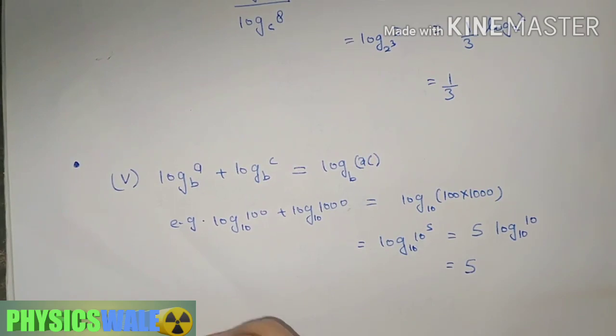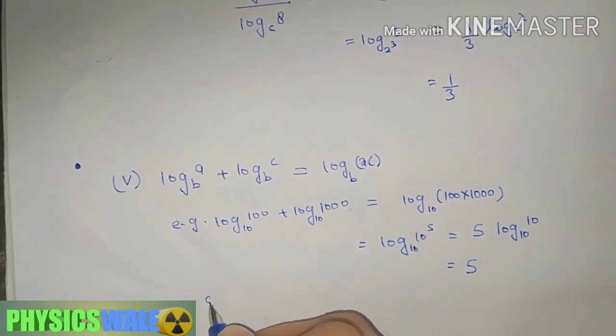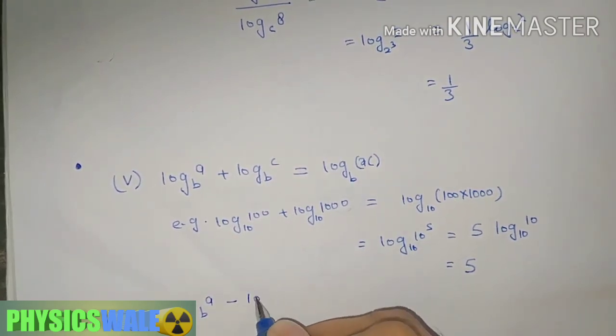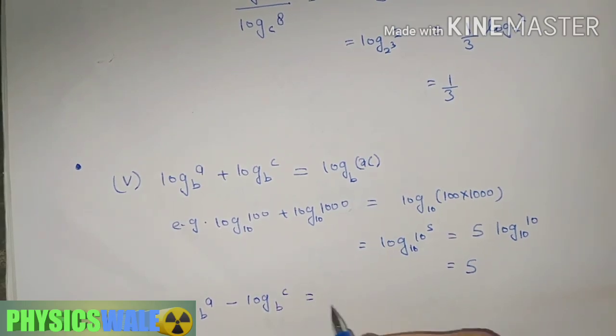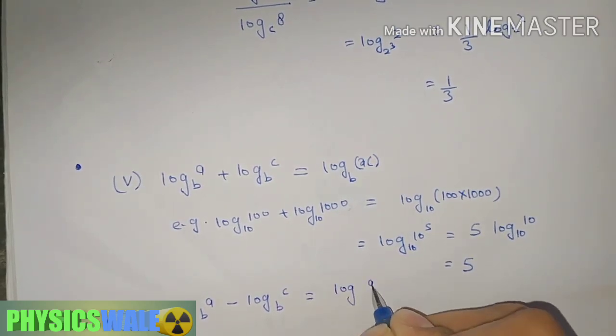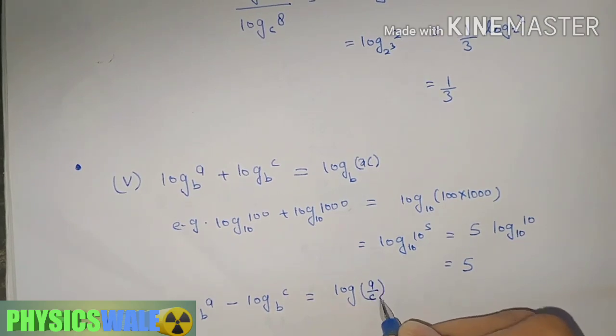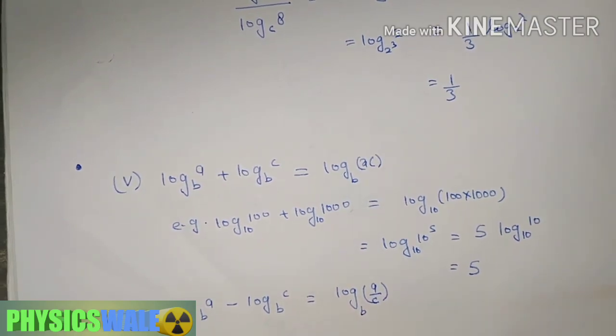There is a similar identity which says that log of a to the base b minus log of c to the base b is equal to log of a divided by c to the base b.